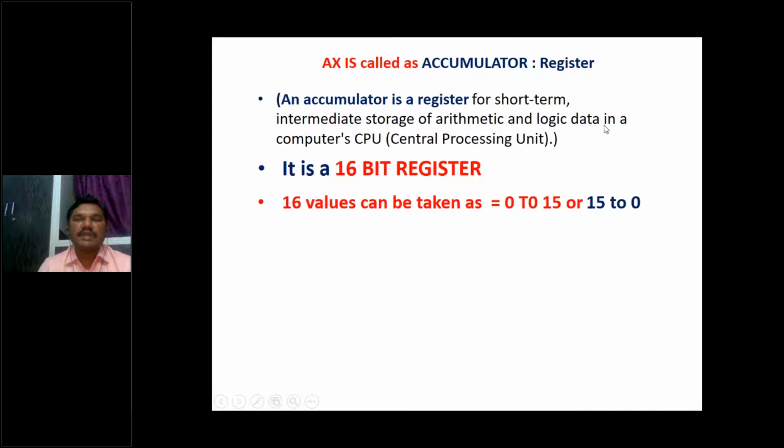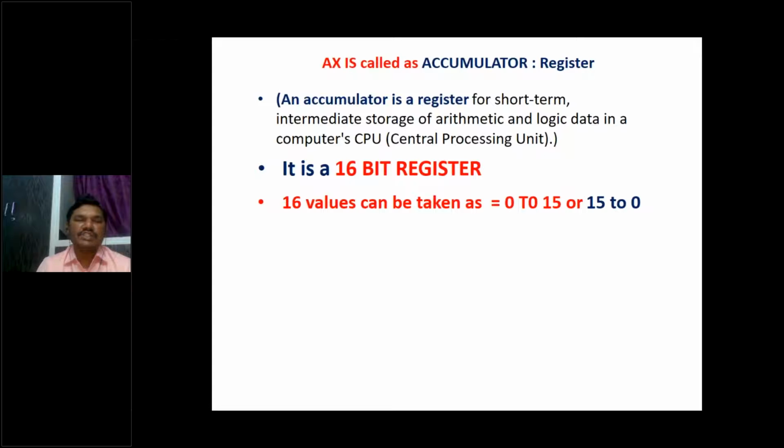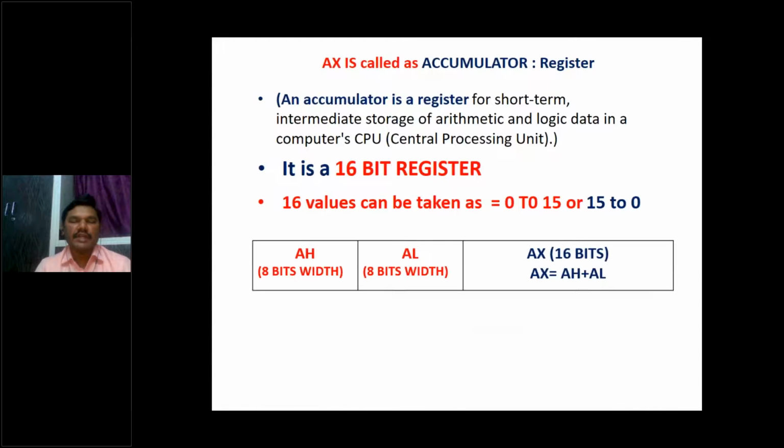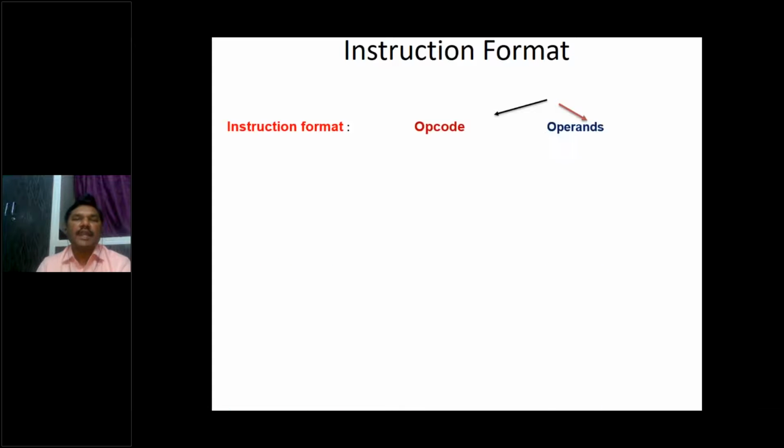It is used for arithmetic and logical data functions. What is the meaning of this? The ALU has arithmetic and logical operations in it. To perform arithmetic and logical operations, we need data, and that data is temporarily stored in general purpose registers. So that is the main purpose of the AX register. Here AL and AH are called the lower byte and higher byte.